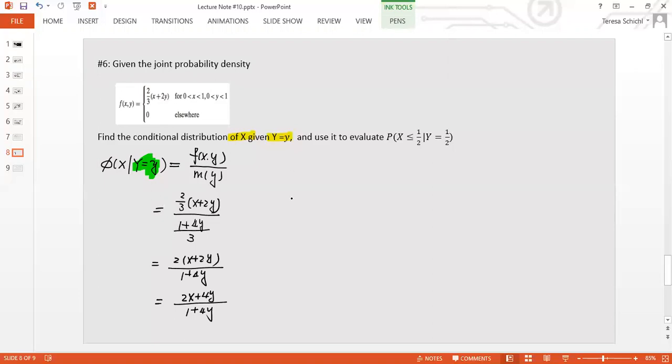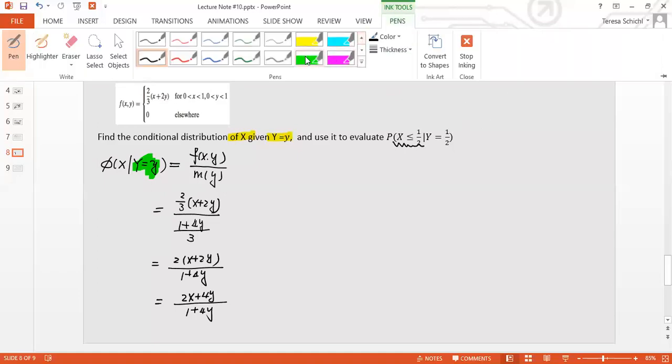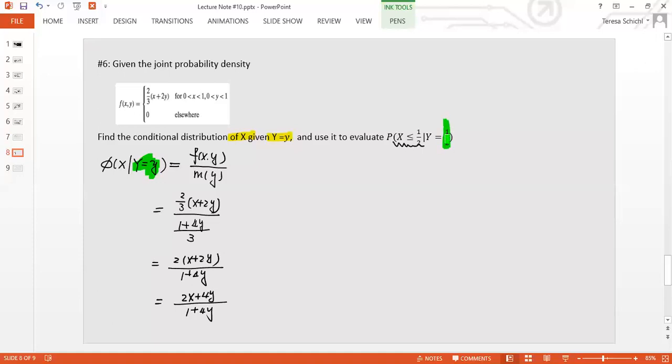Now the problem here is very interesting. They said find the probability that x is less than 1/2 given y equals 1/2. So that means this little value y is equal to 1/2. I already have my conditional PDF, so now I can write it here. This is the conditional PDF of x, and now my y equals 1/2.